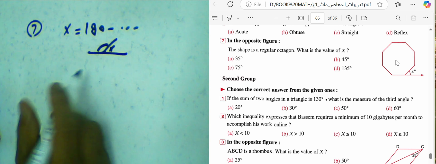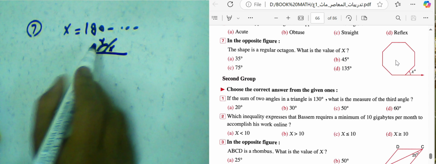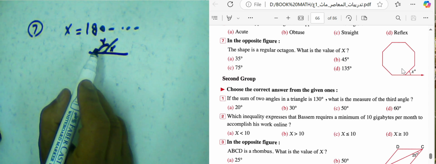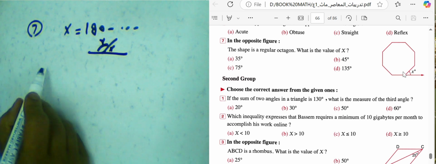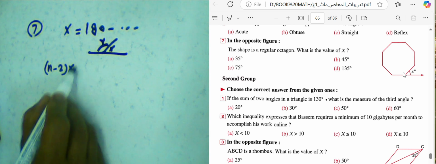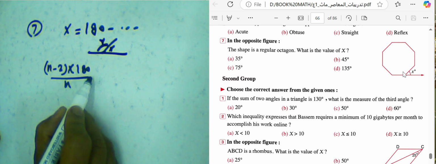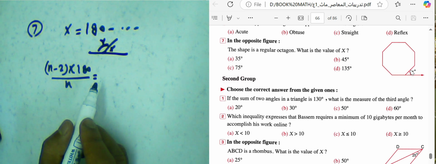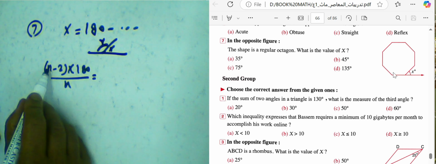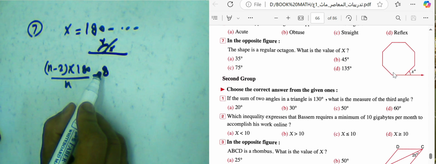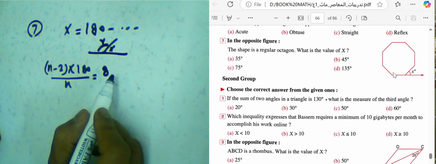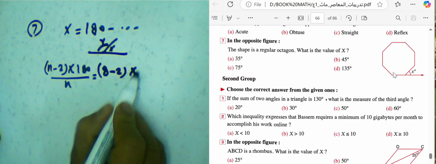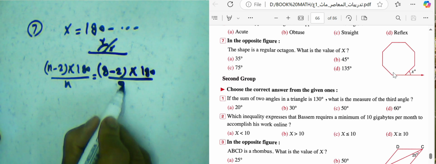We can find the measure of this angle y. Y refers to the angles inside the octagon. We can write the rule: n minus 2, multiplied by 180, divided by n, to find the measure of the angle which supplements this angle x. Put n equal 8 because we have an octagon. Octagon means the shape has 8 sides. 8 minus 2, multiplied by 180, divided by 8.